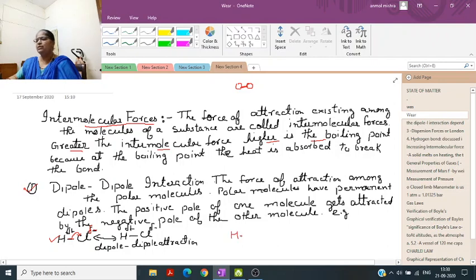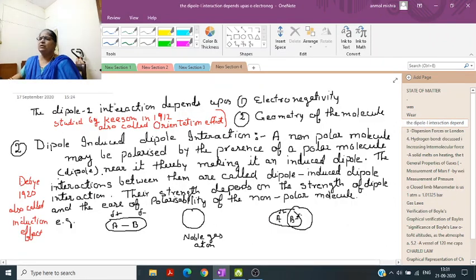Similarly we can take the example of HF. Now here, this force of attraction between these two is called dipole-dipole attraction. Now the dipole-dipole interaction depends upon electronegativity and geometry of the molecule. Now electronegativity, that is greater the electronegativity, more will be the dipole moment, so more will be the dipole-dipole interaction.